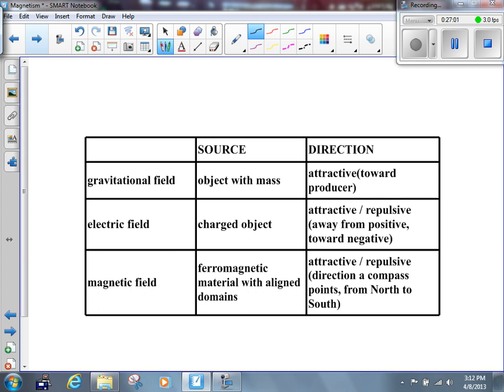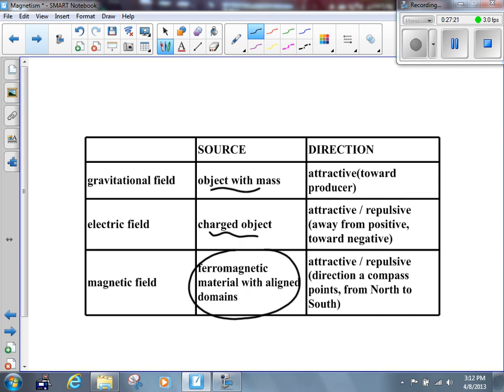This is just a little comparison of the three fields that we've talked about thus far in Physics 30: the gravitational field, the electric field, and the magnetic field. The source of gravity, of course, is mass. The source of an electric field, of course, is a charge. And the source of the magnetic field? A ferromagnetic material with aligned domains.